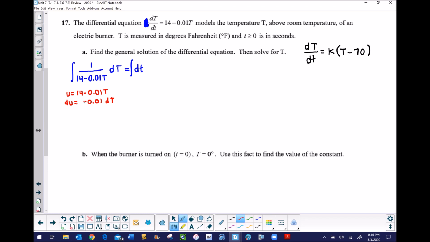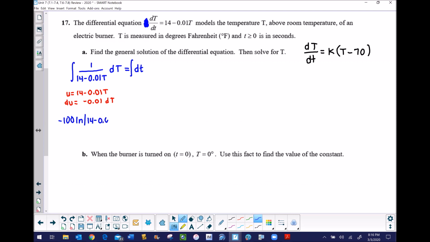Do you guys know what the reciprocal of negative 0.01 is? It is negative 100, right? Think of this as negative 1 over 100. Flip that upside down, you have negative 100. And now you have to think about the ln of u, which is ln of the absolute value of u.